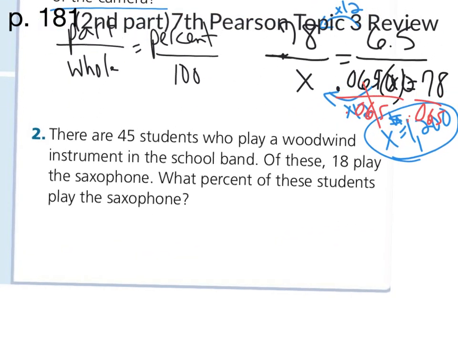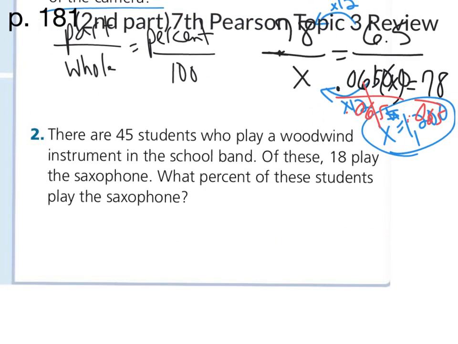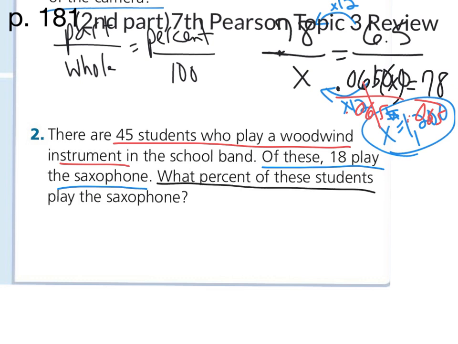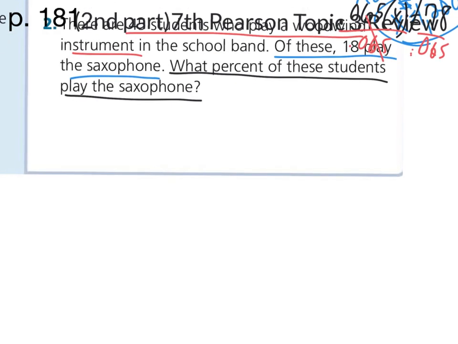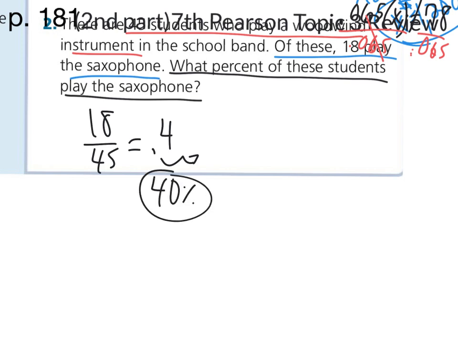Number two, there are 45 students who play a woodwind instrument. Of these, 18 play the saxophone. So the question, what percent of the students play the saxophone? So one way to do this, you might be able to just think about that we could take 18 divided by 45 and get that as a decimal, move your decimal over 2 spots. That would be your answer.